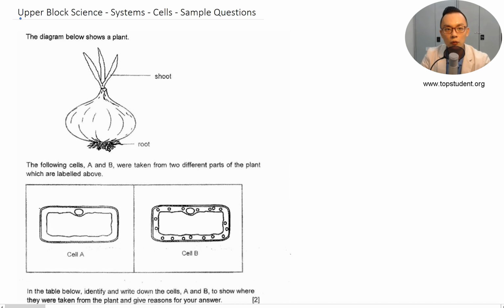In this video, we're going to go through the upper block science, which is for P5 and P6, the module of systems, looking at cells and some sample examination questions that have appeared in past year exam papers before.